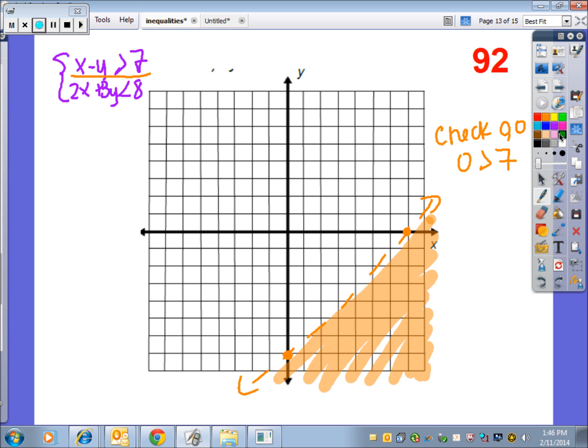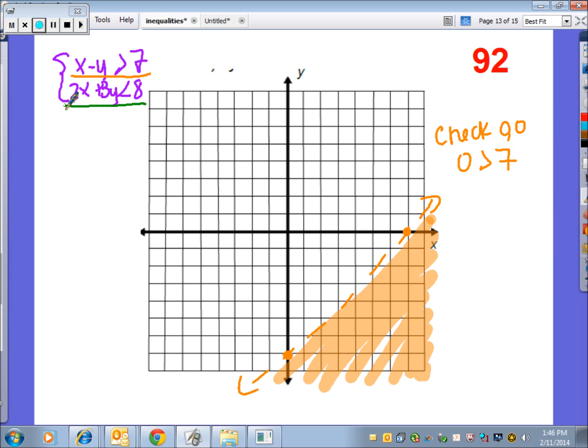I'll use green for my next one. 8 divided by 2 is 4. 1, 2, 3, 4. This shouldn't be 3y. This should just be y. 2x plus y, just like in our example above. Sorry. And 8 over 1 is 8. 1, 2, 3, 4, 5, 6, 7, 8. Again, this is a dotted line.